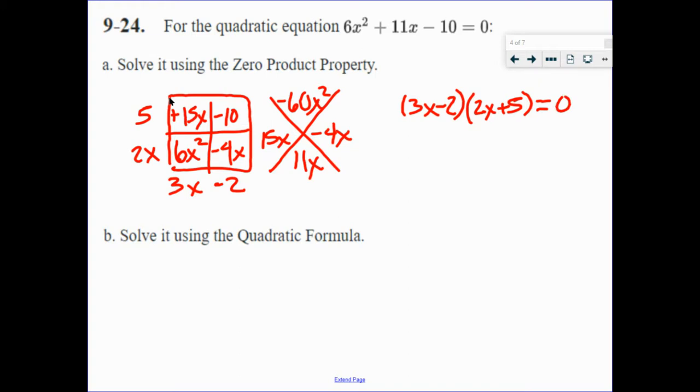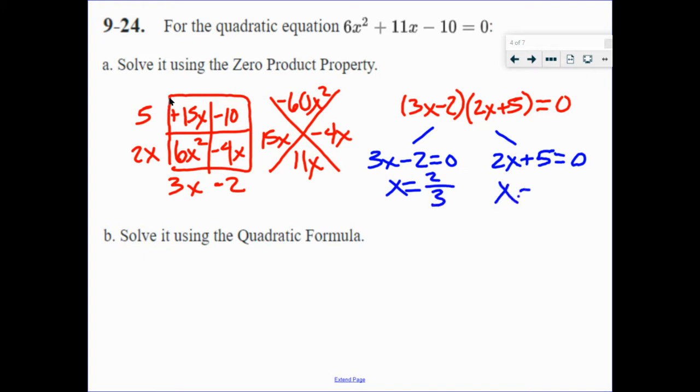And by zero product property, we have our two equations. We have 3x minus 2 equals 0 and 2x plus 5 equals 0. x should be positive 2/3 and x should be a negative 5/2. All right. So that was zero product property.